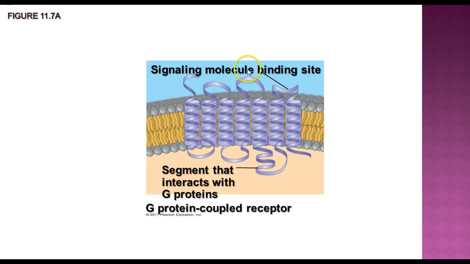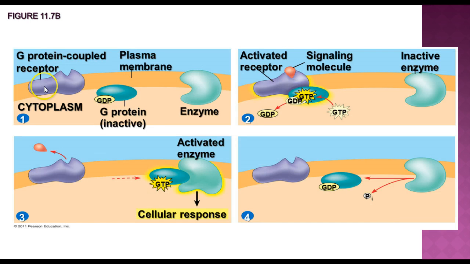So here we have a signal molecule, and notice that it's got a lot of alpha helices that go through the membrane, with the hydrophobic parts in the interior and the hydrophilic parts toward the outside and the inside. So we would have a binding site here, and then this part would probably interact with the G protein. So here we have a G protein coupled receptor, and when it's activated by the signaling molecule, by the ligand here, that causes the G protein to be phosphorylated.